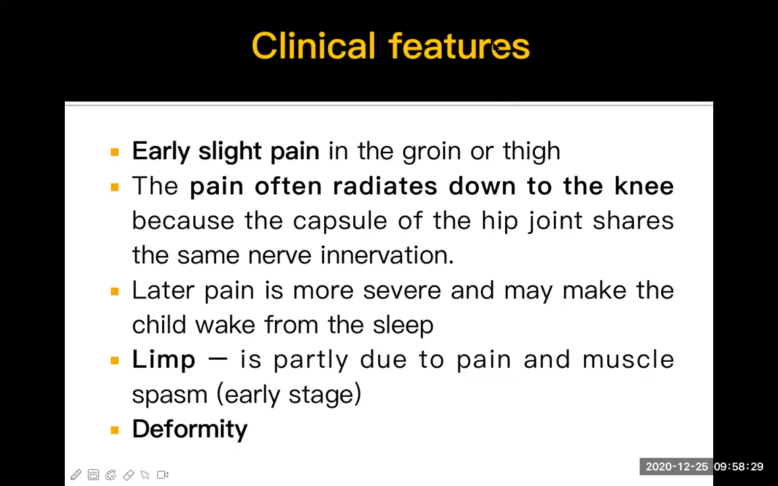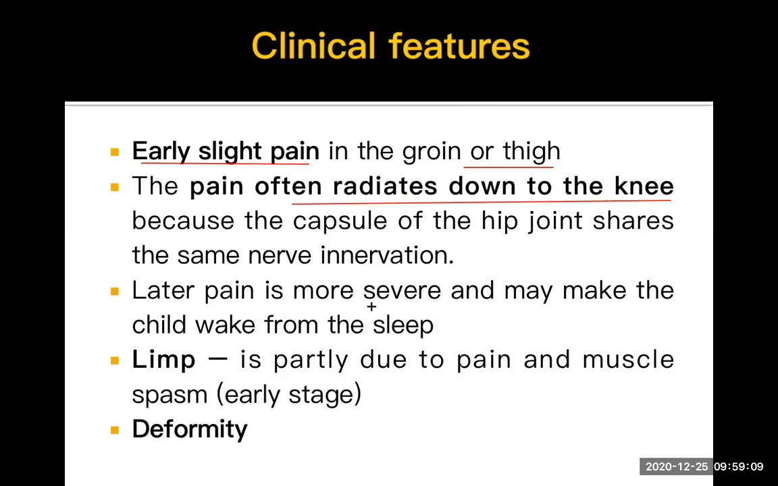Now, what are the clinical features? Let's talk about them. Early slight pain in the groin or thigh in the early stage. Okay, slight pain, not that much. And the pain often radiates down to the knee because the capsule of the hip joint shares the same nerve innervation to the knee joint. This is done by obturator nerve. Okay, obturator nerve. So because of this common innervation, pain of the hip may be felt in the knee joint.